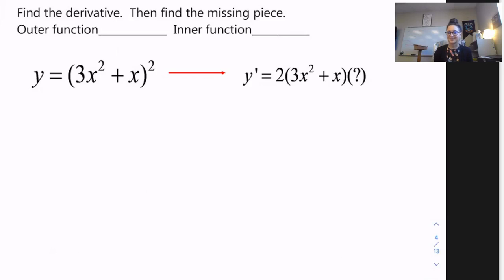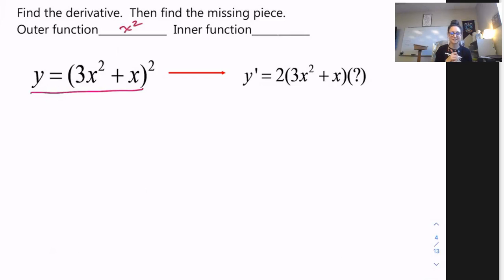So we're going to be deriving these kinds of functions today where you've got one function inside another, and that's really going to be our last rule. So we've got product and quotient rule, and now we're adding chain rule to our arsenal here. So what I'd like for you to do is, can you copy that function, y equals quantity 3x squared plus x, squared, okay? And what would you say is the outer function in this case?